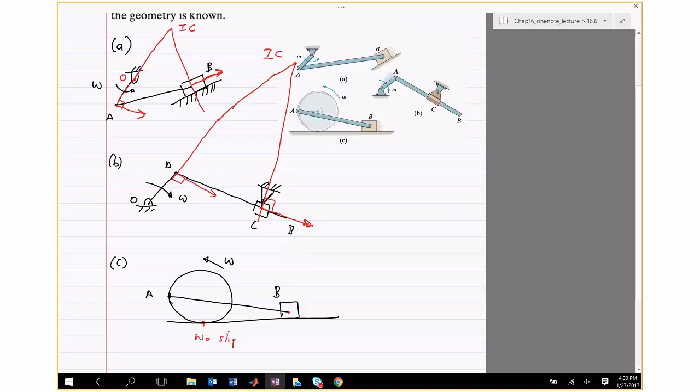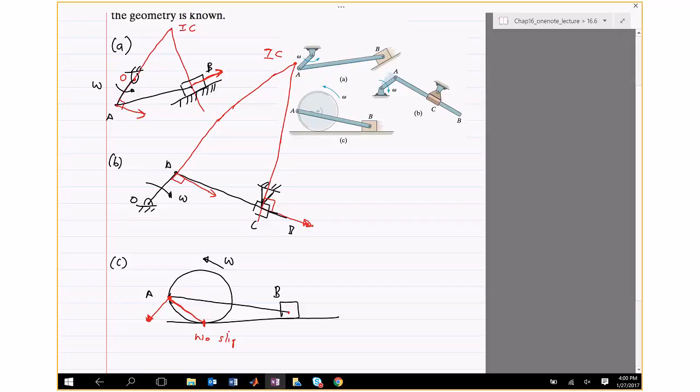So that's at 0, which means that if you draw a line like this, then the velocity of point A is going to be along the direction shown. Okay, now note here that the IC for the disk is here, but that is not the same as the IC for AB.